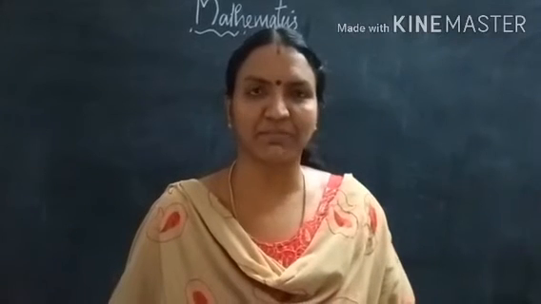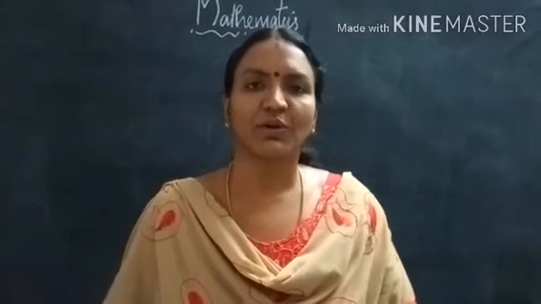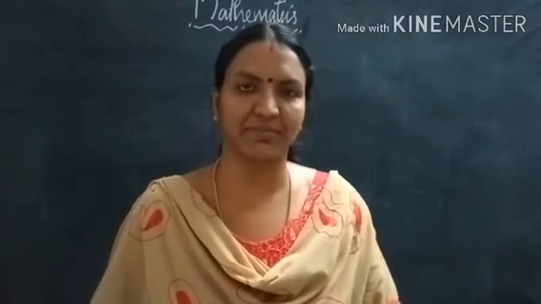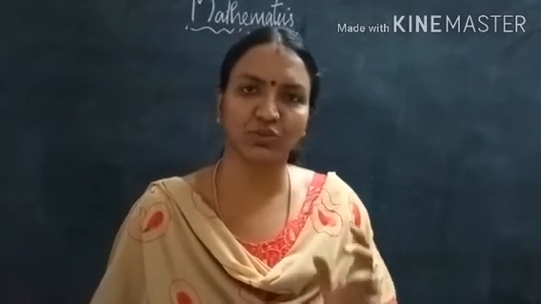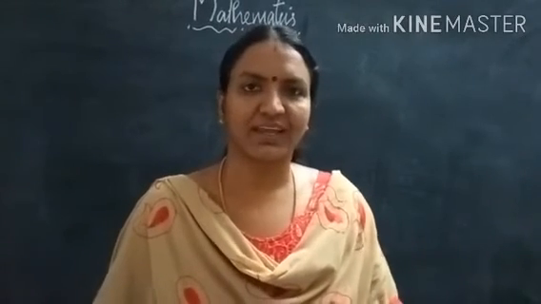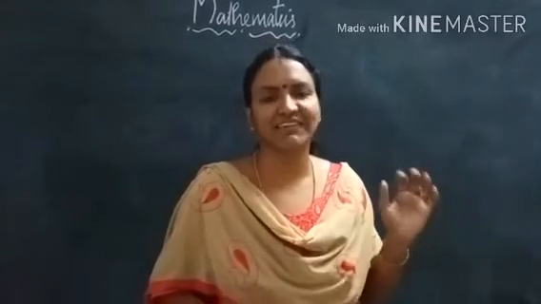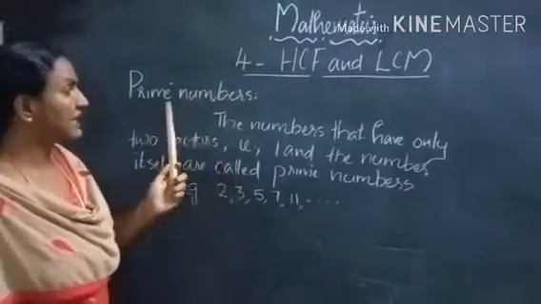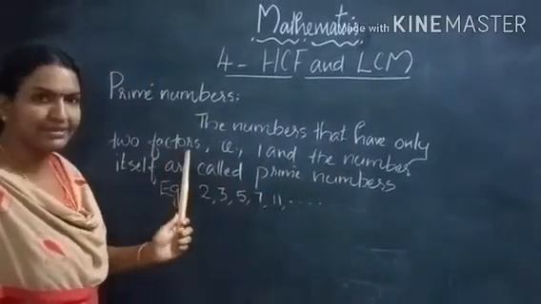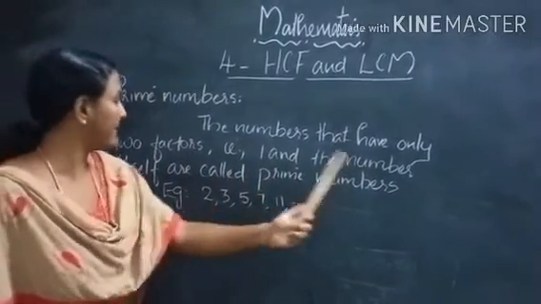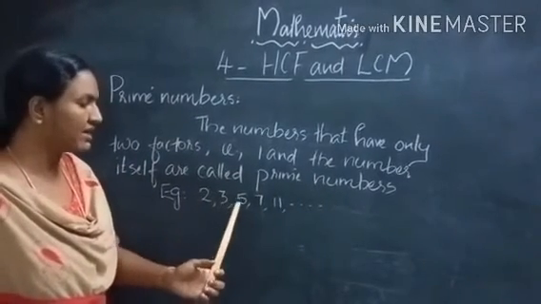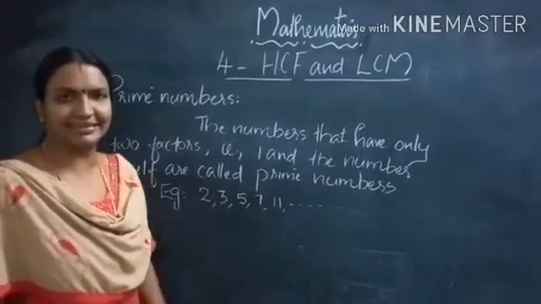Let's recall prime numbers. The numbers that have only two factors, that is 1 and the number itself, are called prime numbers. Examples of prime numbers are 2, 3, 5, 7, 11, etc. We already studied that the smallest even prime number is 2.